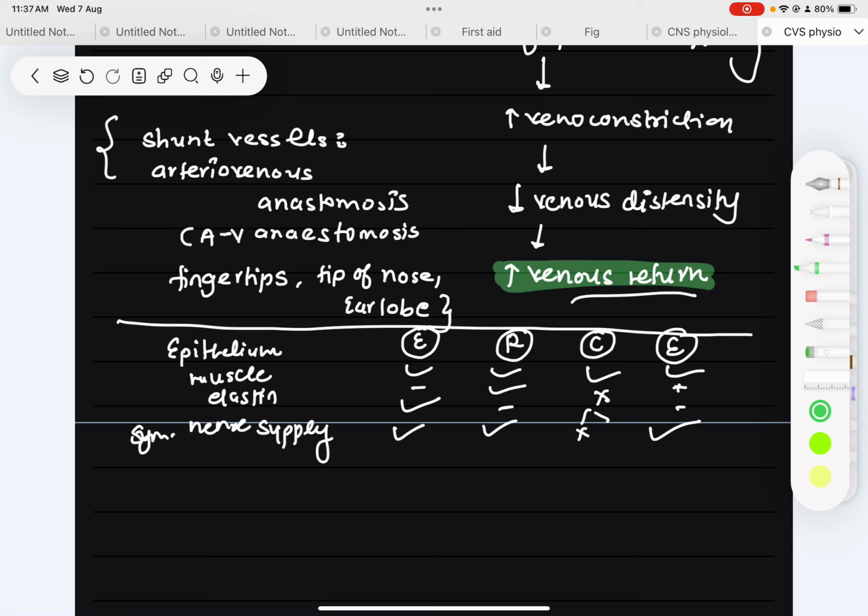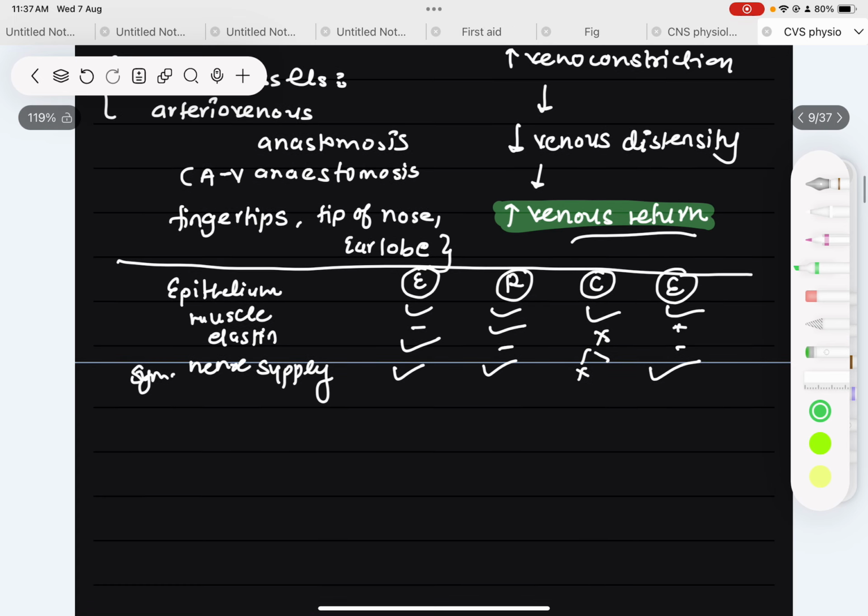And there is also a classification of shunt vessel, that is arteriovenous anastomosis, seen in the fingertips, tip of nose and ear lobule, not very important. So these are elastic vessel, resistance vessel, capillary and exchange vessel. Endothelial lining will be present in all, that is so obvious.